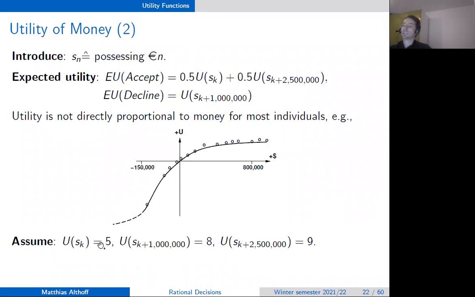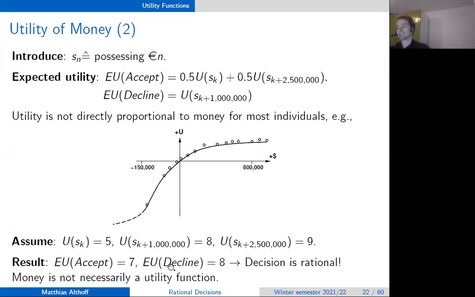And now if you compute the expected value for flipping the coin, then it's 0.5 times 5 plus 0.5 times 9. So this would be 2.5 plus 4.5. This is 7, and 7 is less than 8. So then the rational choice is to decline and just take the 1 million euros. So this would be the rational decision.